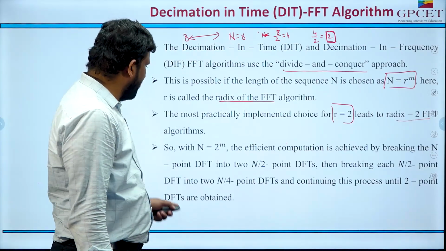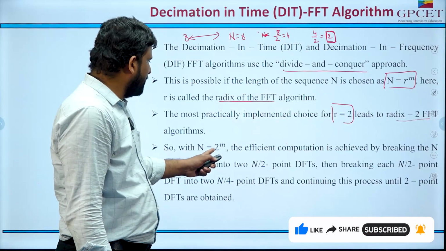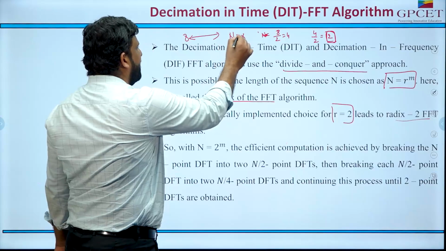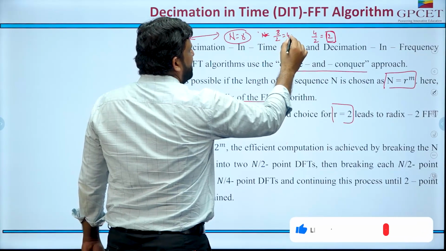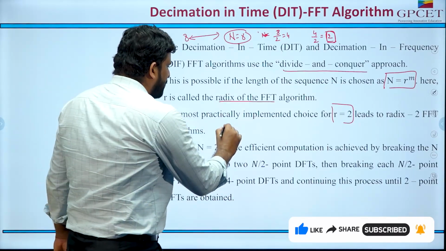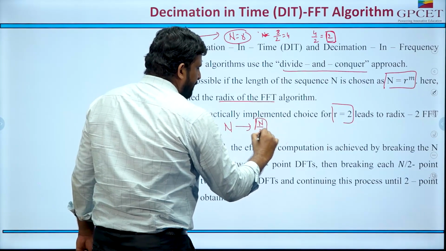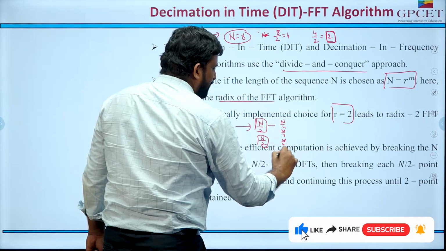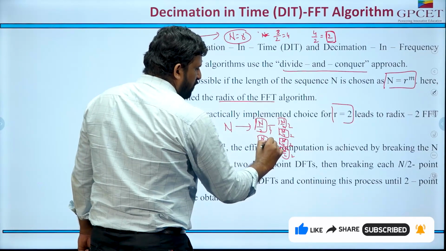See what I have told here. With N equal to 2 power m, r is equal to 2. So the efficient computation is achieved by breaking the N-point DFT into 2 N by 2, that is N by 2 plus N by 2. I will show you that in the upcoming slide with the help of a block diagram. The N value will be divided into N by 2, and these two N by 2 will be subdivided into N by 4, N by 4, N by 4 and N by 4. Finally, for N equal to 8, we are going to get 4 values of 2 points.